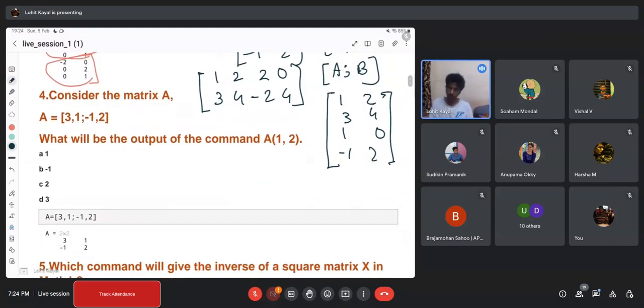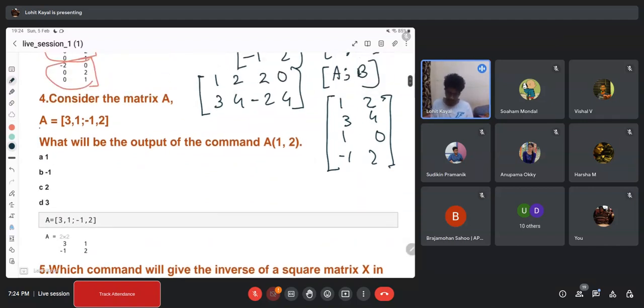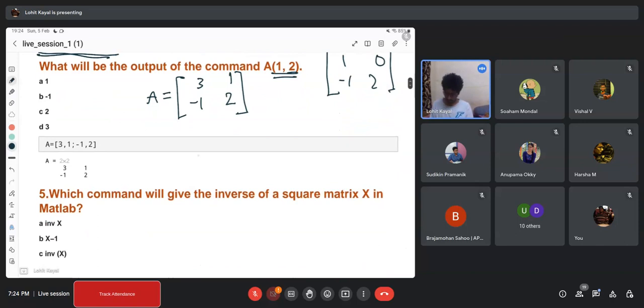Yeah, so this is another thing in matrix. Now that we have learned how to interpret this command, the matrix will be 3 1 minus 1 2. Now how to find each element of this matrix? If I have a matrix A equal to A11, from our school level mathematics, this is first row first column, this is first row second column, this is second row first column, this is second row second column: A11, A12, A21, A22.